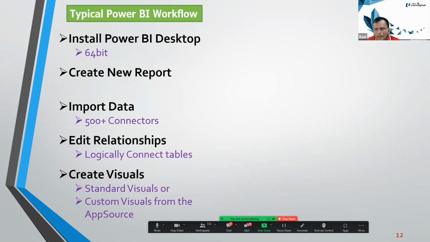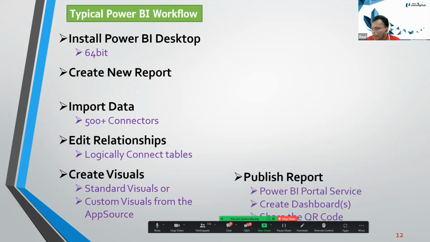Once you have drawn the visuals, everything is in our desktop. So that has to be shared with others for others to make use of it. So you publish that in the Power BI portal service. What is this portal service? Portal service is an infrastructure provided by Microsoft. You have to subscribe to it. You have to pay a monthly subscription. Okay. You publish this particular report in that portal service and share it.